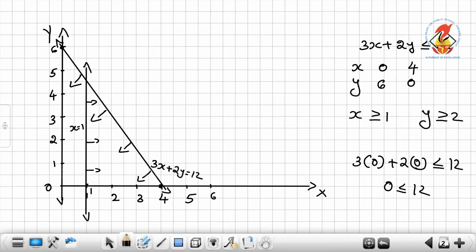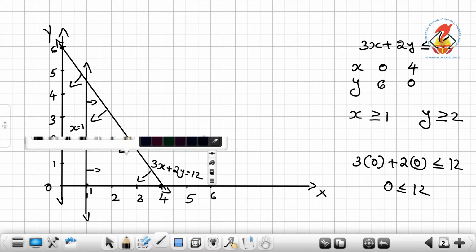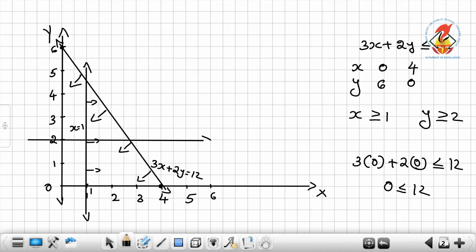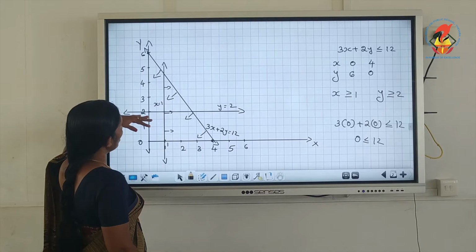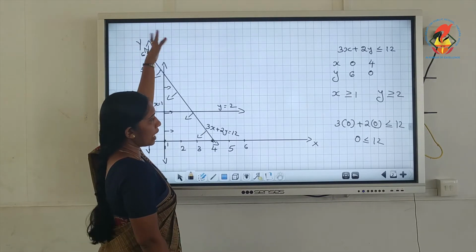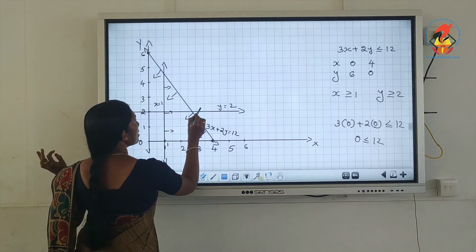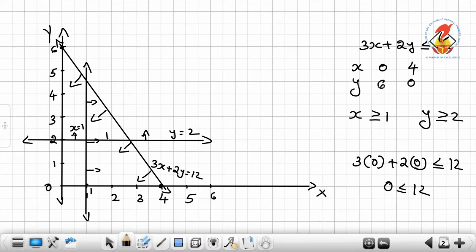Okay. Now the third is y greater than or equal to 2. So we have to draw y equal to 2, a straight line through y equal to 2. That is also a darkened line. Then where do we shade? Y value greater than 2 is the upper half plane. So it is above this line.